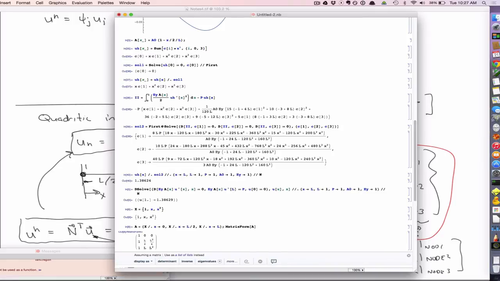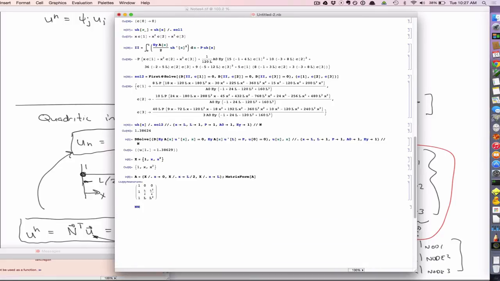Then all we have to do is invert that. So then N transpose is X transpose times the inverse of A. There we go. There are three shape functions: one, two, three. So those are the shape functions. And then our approximation is just that times the displacements at the nodes, N_j U_j, where U_j are the unknown displacements.